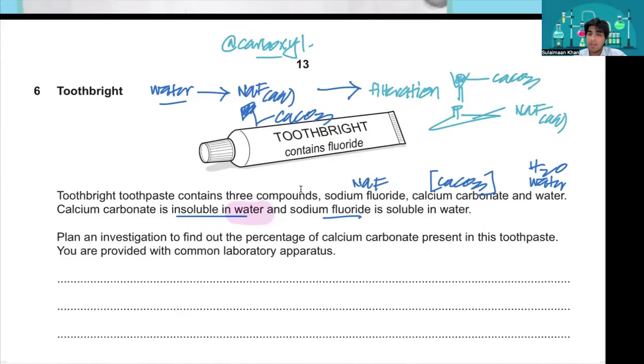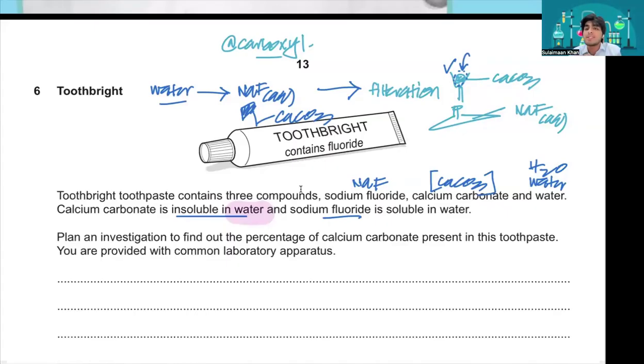What am I interested in? I'm interested in calcium carbonate, and there may be certain traces of sodium fluoride on it. So before taking the calcium carbonate out of this filter funnel, I'll pour distilled water through it to remove any traces of sodium fluoride. Then you dry it and you get calcium carbonate. But remember, you need to calculate the percentage of calcium carbonate present, which means you need the mass.